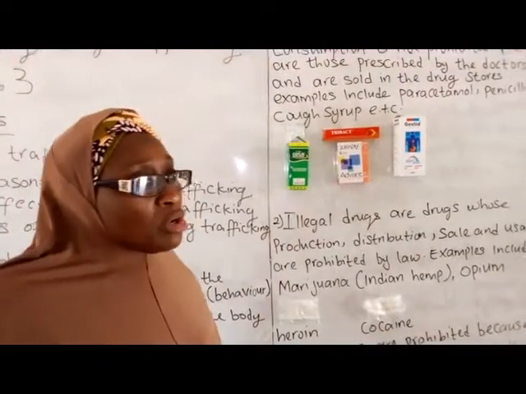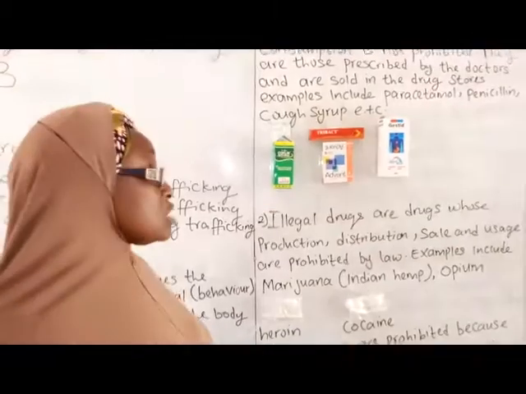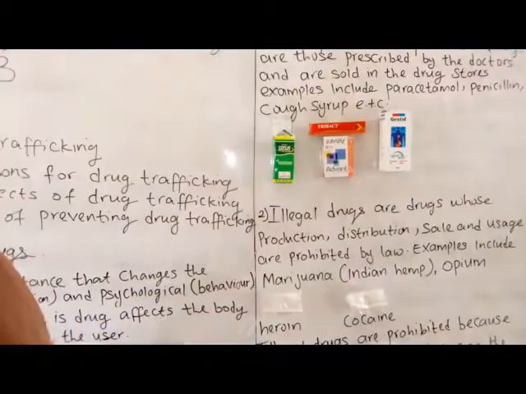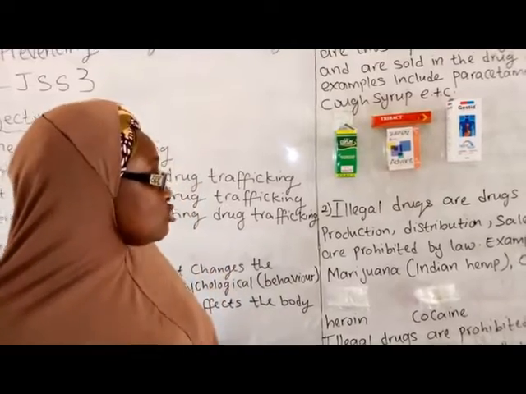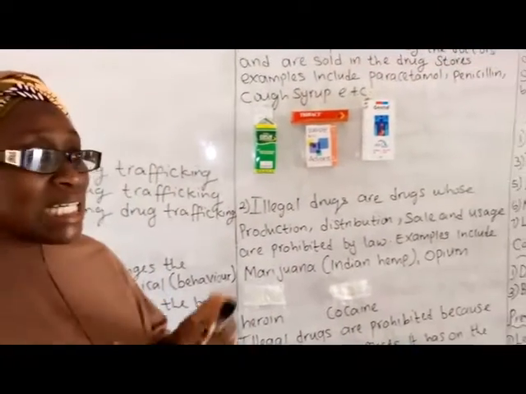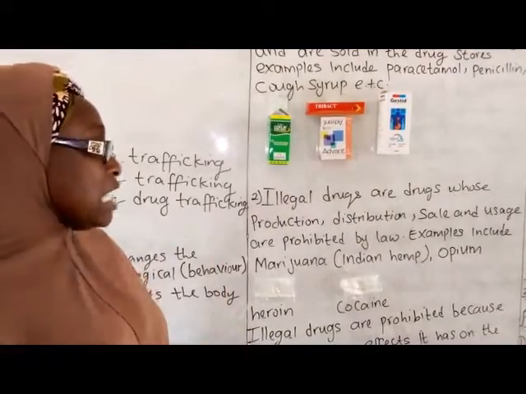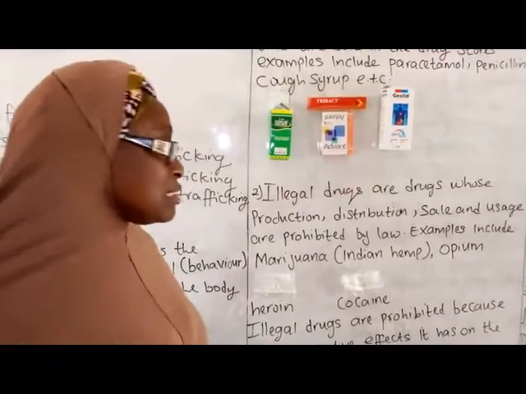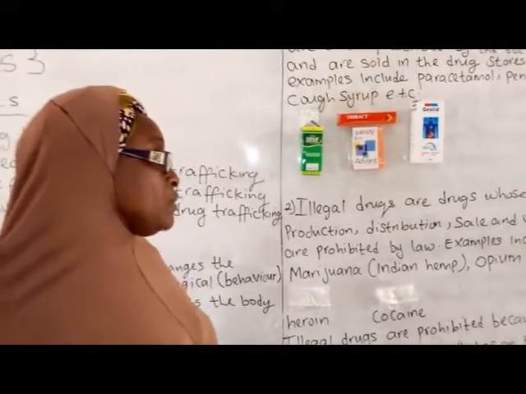Then the second group is what we call illegal drugs. Illegal drug can also be called hard drugs. I'm sure you must have heard that word, hard drugs. So illegal drugs are the opposite of legal drugs, in the sense that illegal drugs are those drugs whose production, their distribution, their sale and usage are not allowed by law, are prohibited. Their usage is prohibited by law.